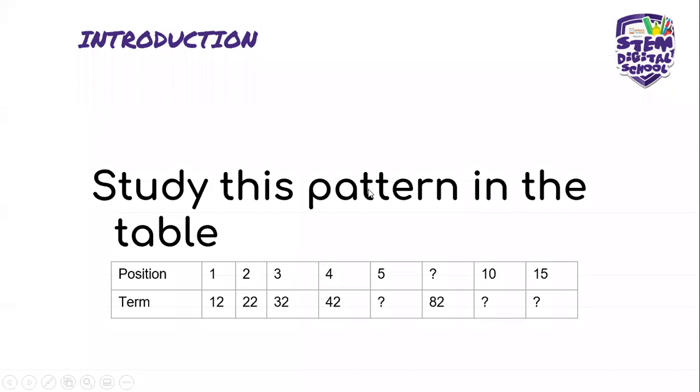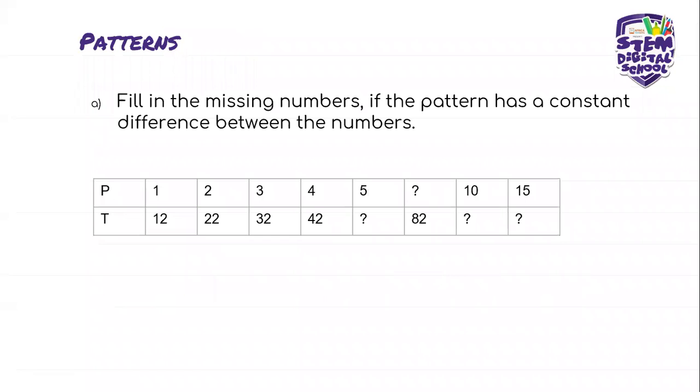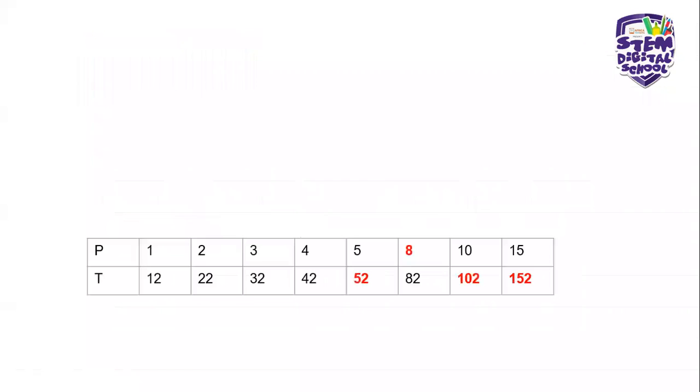Just as we demonstrate, what is important, of course, is for us to fill in those numbers. So the missing numbers in this case will be 52, which we have already found, and then this one is 8, and then 102 and 152. I hope that everyone is able to calculate this. I just don't want to rush you. I just want to make sure that everyone is on board.